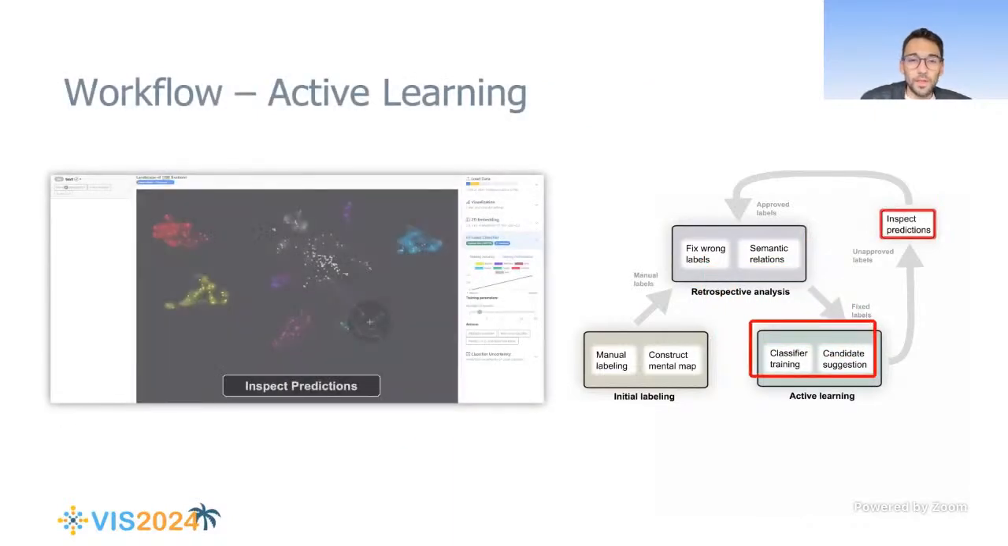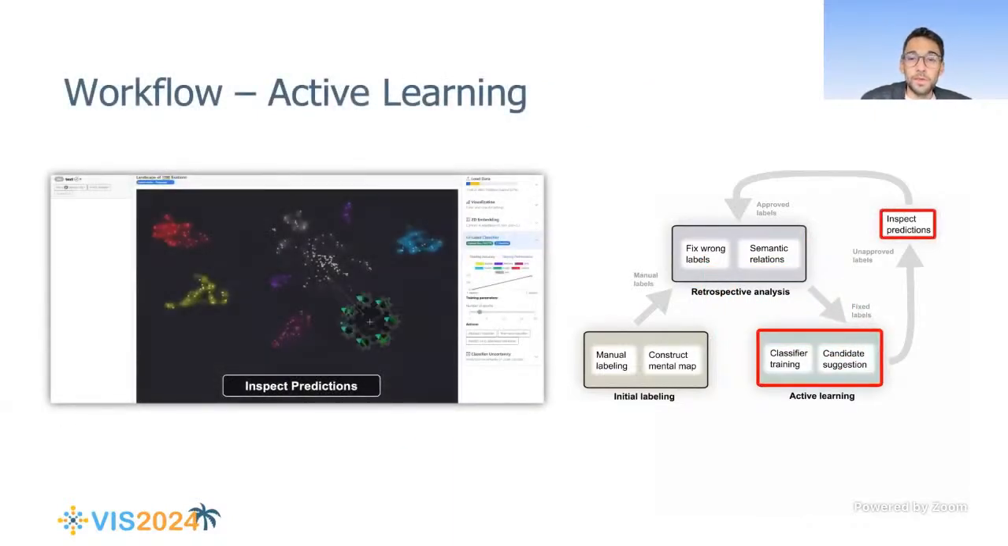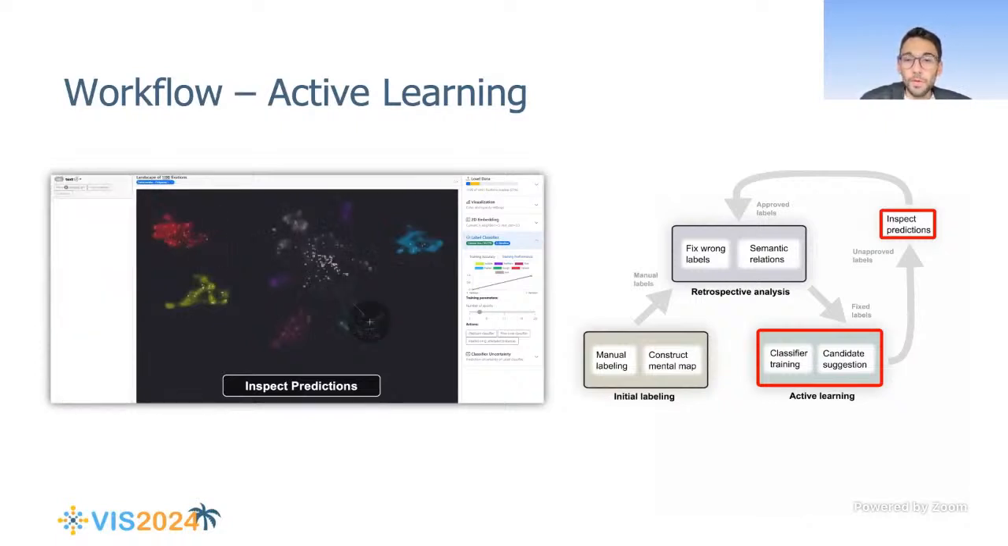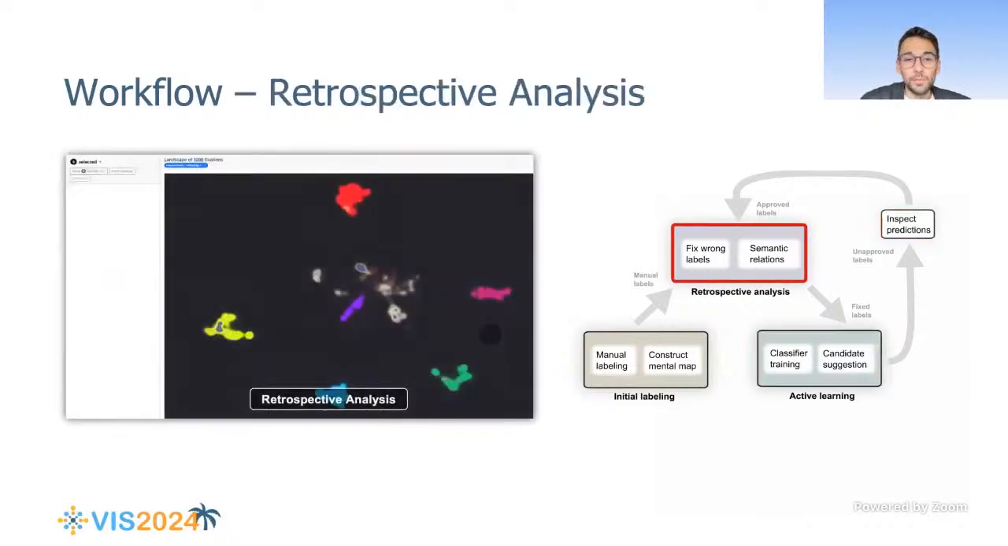In the active learning step, we train the first iteration of our classifier and perform prediction on unlabeled fixations. iFlowers help users to assess the classifier performance. Similar to after the initial labeling step, users can verify and correct potential erroneous labels in the retrospective analysis.